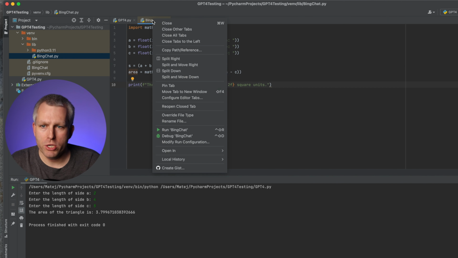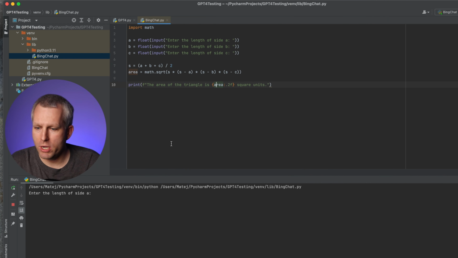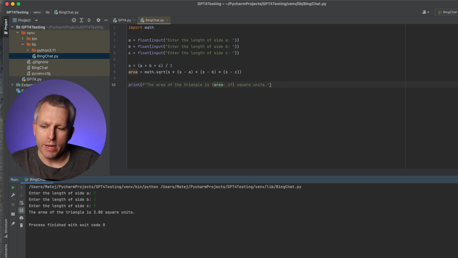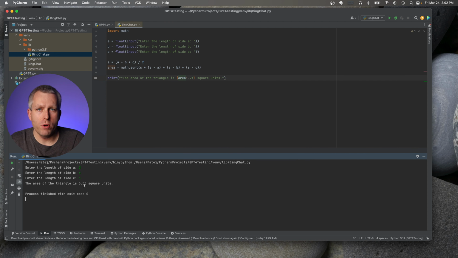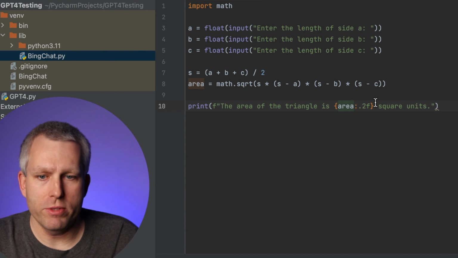Let's try Bing Chat. So let's run Bing Chat with the same numbers. So 2, 4, and side C was 5. And it gives me the area of 3.80. What's interesting is that I decided to round the output to 2 decimal places, so 3.80. And you can see that the rounding is right here.